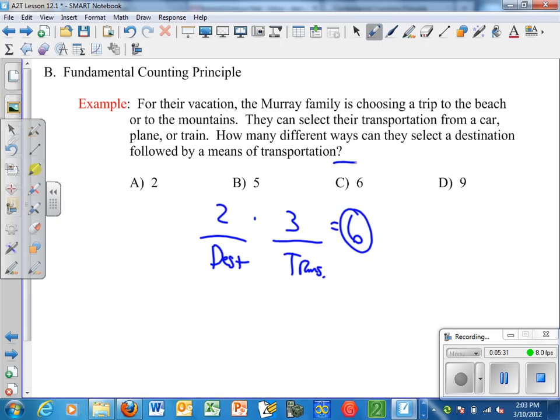So in this case, which was a multiple choice, it would be C. If they asked you to list the sample space, you would say beach car, beach plane, beach train. That would be 3 of them, and then you would have to say mountains car, mountains plane, and mountains train. There would be 6.